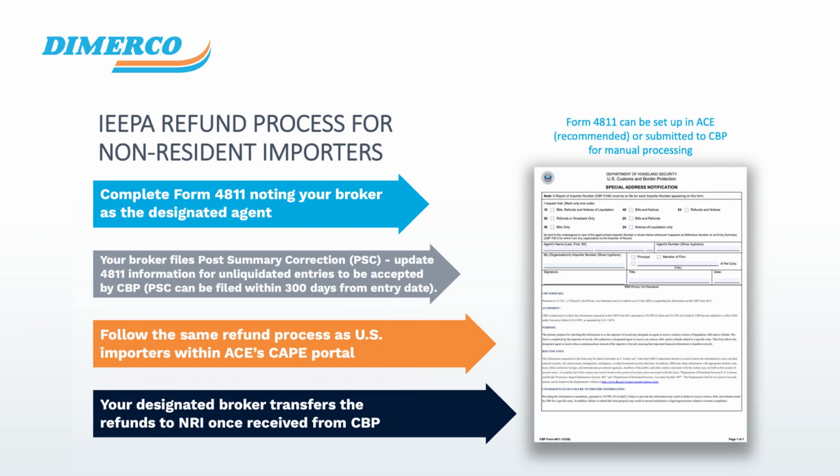First, complete CBP Form 4811, designating your broker to receive notices and refunds on your behalf. Next, update and resubmit entries to link those entries to the 4811 record. Then, open your free ACE portal account within CBP and follow the same refund process as U.S. importers. Finally, your broker will receive funds directly from CBP and then transfer the money to you.